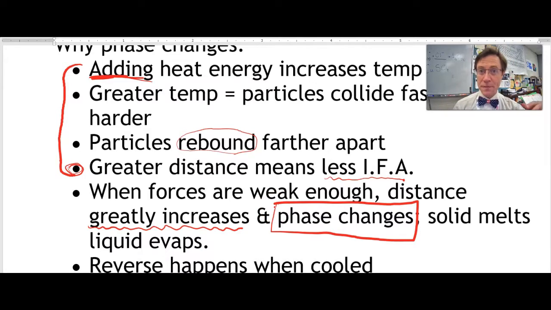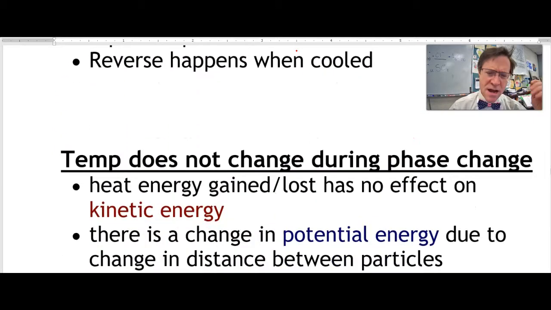As we cool things off, they slow down. The particles start to slow down. As the particles collide slower and slower, their rebounds become weaker and weaker, and those springs take over and pull those particles together. And that's when we have phase change from something like a gas to a liquid or a liquid to a solid, where the intermolecular forces of attraction sort of take over. Are you guys picking up what I'm putting down there?